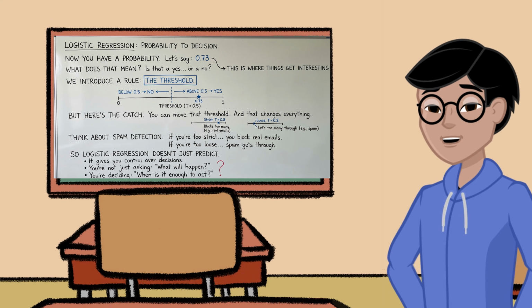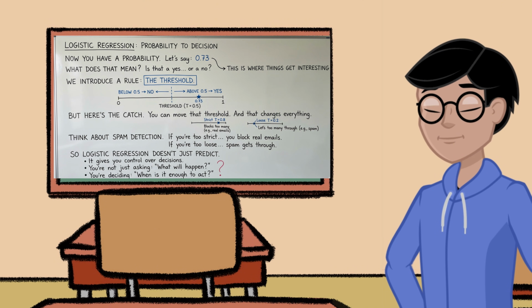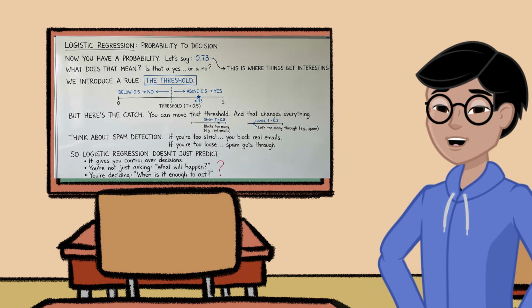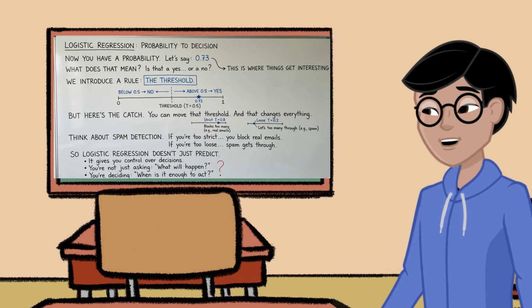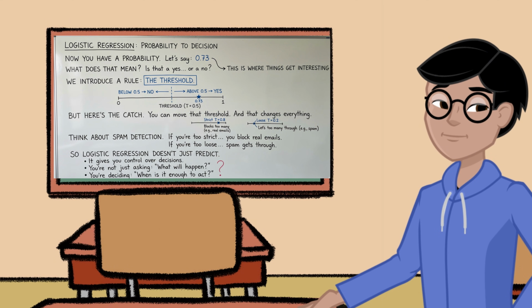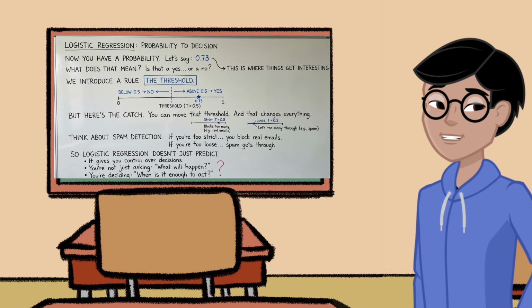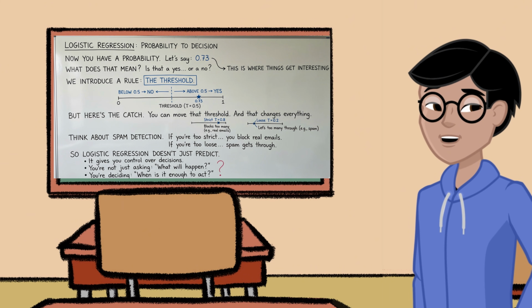And that changes everything. Think about spam detection. If you're too strict, you block real emails. If you're too loose, spam gets through. So logistic regression doesn't just predict. It gives you control over decisions. You're not just asking, what will happen? You're deciding, when is it enough to act?